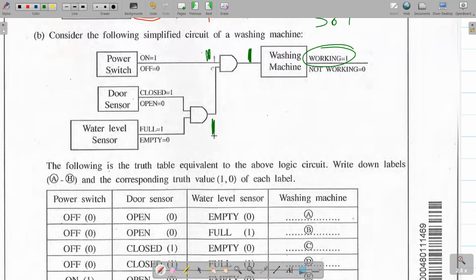Right, and the power switch is on when the power switch is operating manually. Is on means 1. Door sensor closed gives you a 1. And the water level sensor gives you 1 according to the way it fills up. So that means to indicate 1 from each and every place, to take this as 1, these 2 places are on.